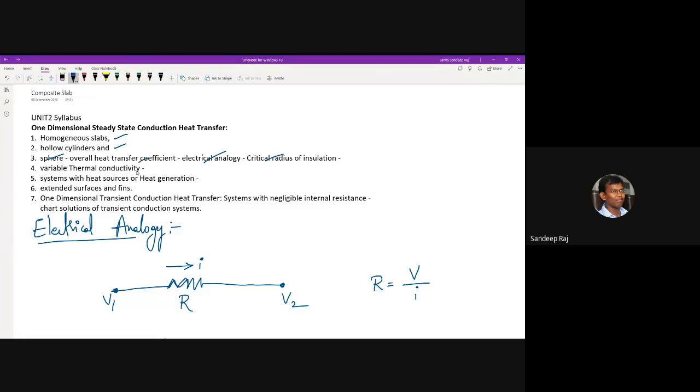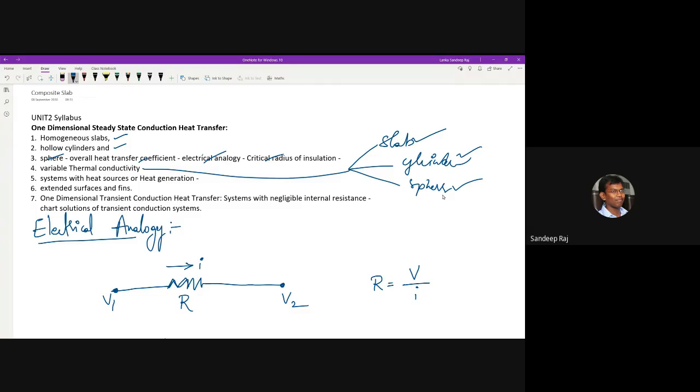And variable thermal conductivity. In this variable thermal conductivity, there are 3 things: slab, cylinder, and sphere. These are the problems there. I have completed the slab and cylinder. Sphere is left out to you, and I have added the question in that Google Doc.